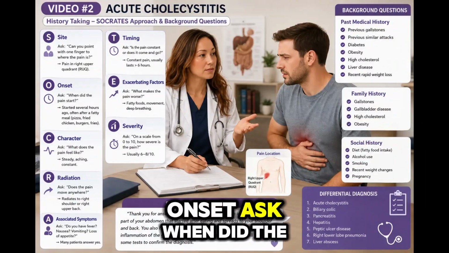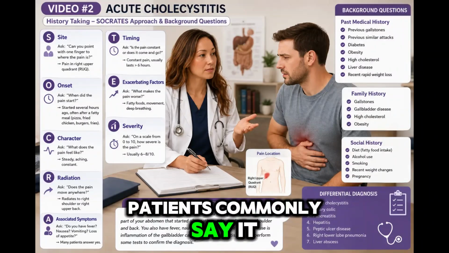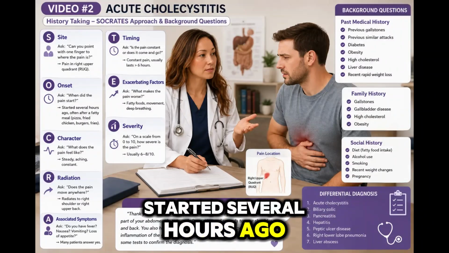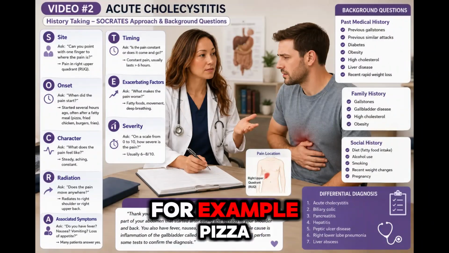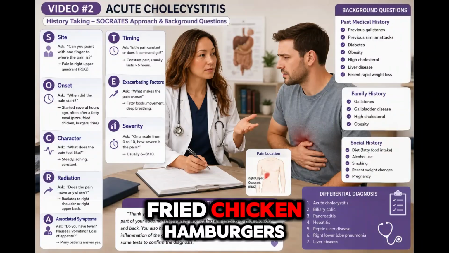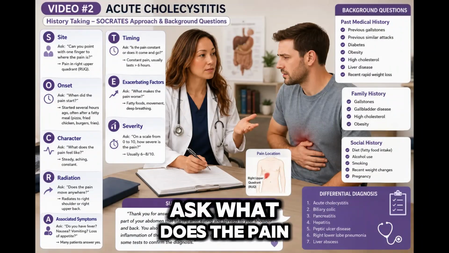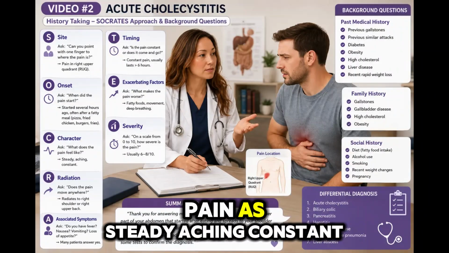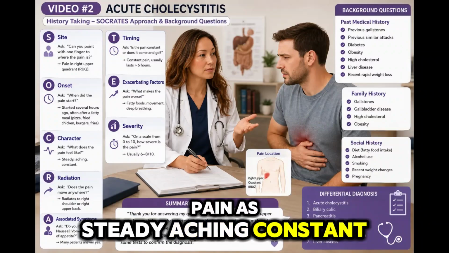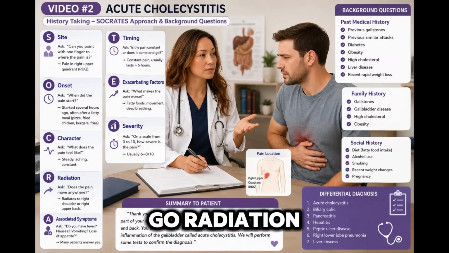Onset. Ask: when did the pain start? Patients commonly say, "It started several hours ago." The pain often begins after eating a fatty meal, for example, pizza, fried chicken, hamburgers, French fries. Character. Ask: what does the pain feel like? Patients often describe the pain as steady, aching, constant. Unlike biliary colic, the pain does not come and go.